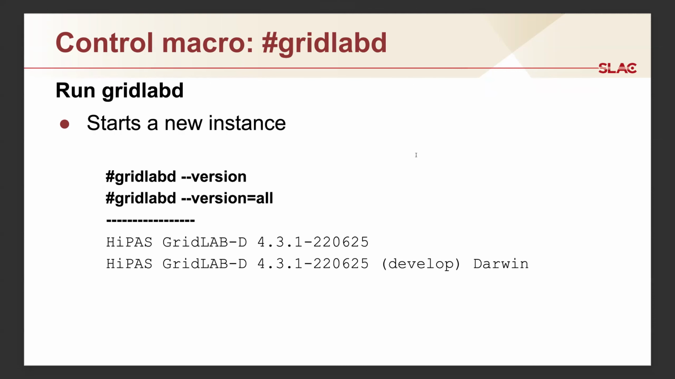The Gridlab-D macro starts a new instance of Gridlab-D inside the existing instance. So the environment is kept the same, but it allows you to run it again. Here's a simple example. It just runs another instance and reports the version of that instance. But you can use it to run variants of the existing model, for example, run the existing model with a new variable set to run an alternative scenario. So that's the kind of thing that this can be used for.